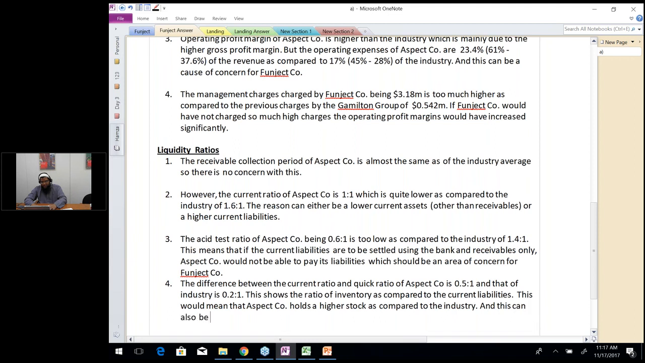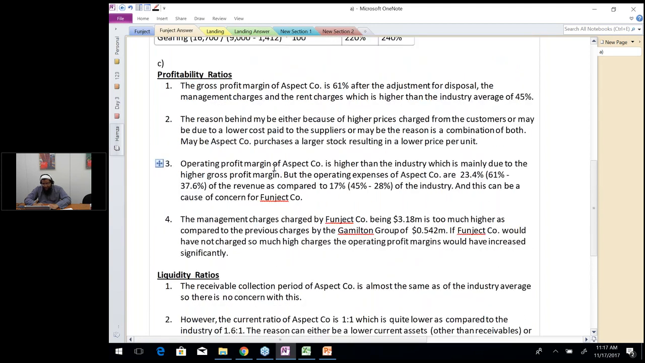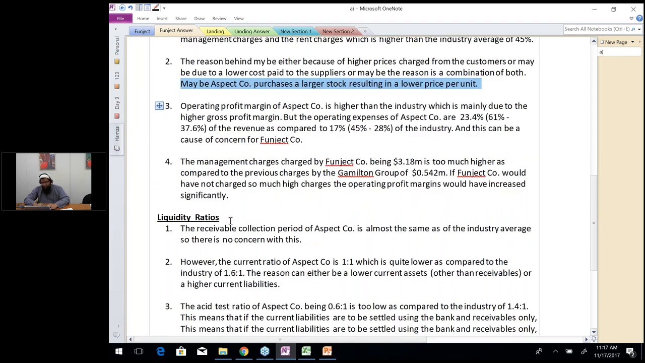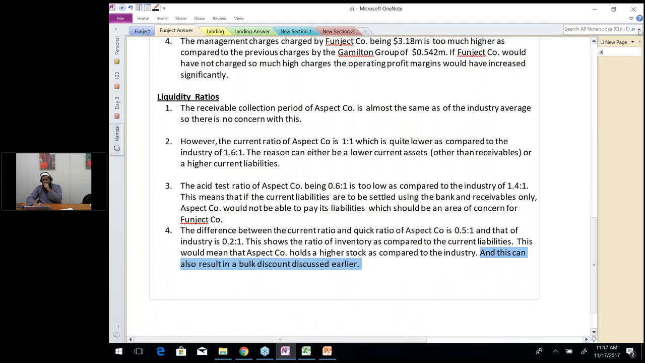And this can also be seen in the profitability ratios. This can also result in a bulk discount discussed earlier. We have also discussed earlier that maybe the reason behind the higher GP margin may be the larger stock resulting in lower price per unit. So this point is being proven over here, that we are purchasing a higher stock. So the purchase of higher stock is resulting in a bulk discount and a lower cost per unit, resulting in a higher GP margin.